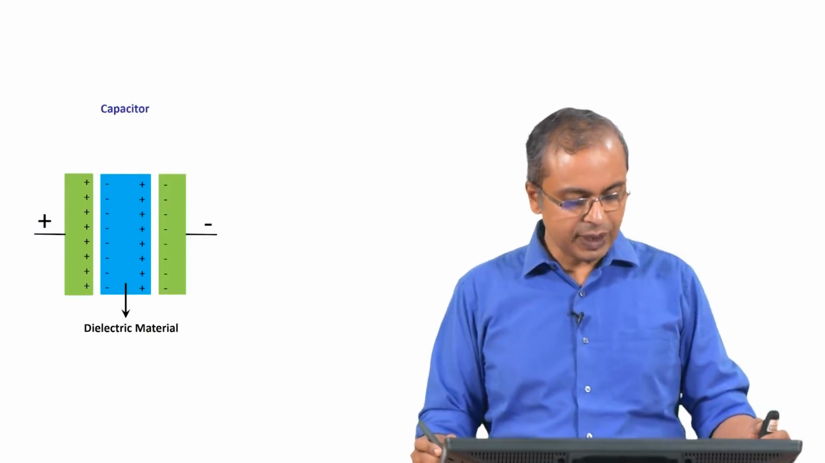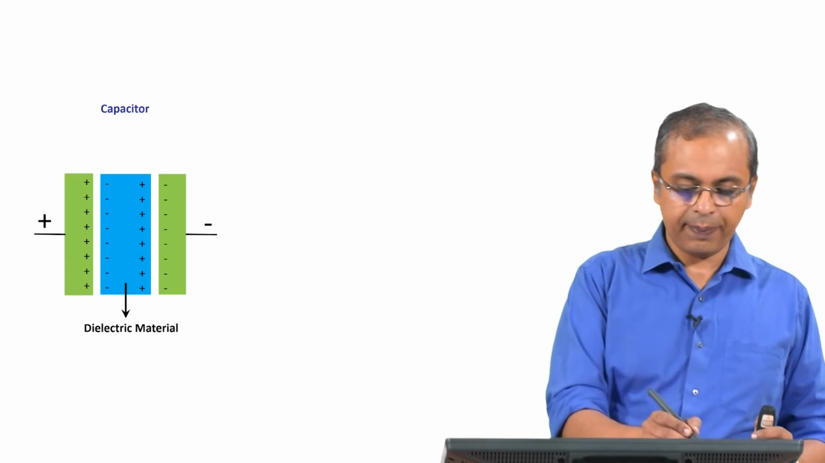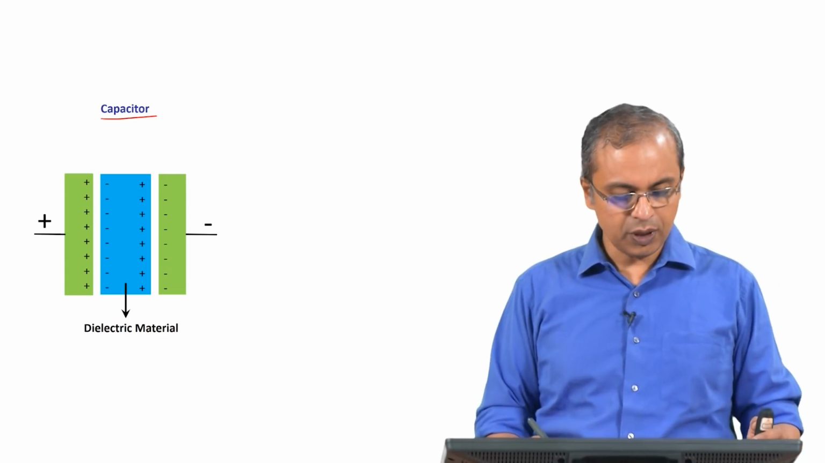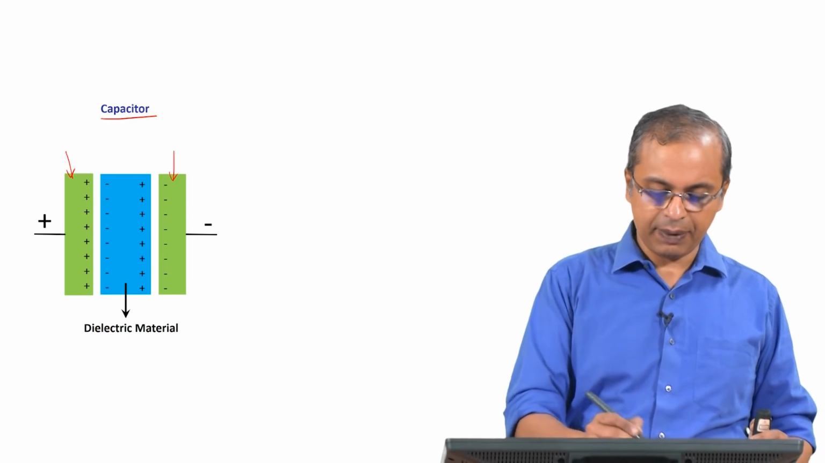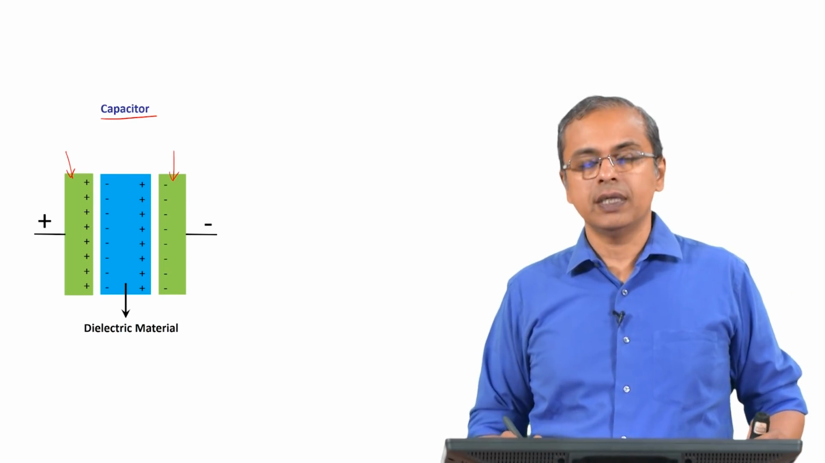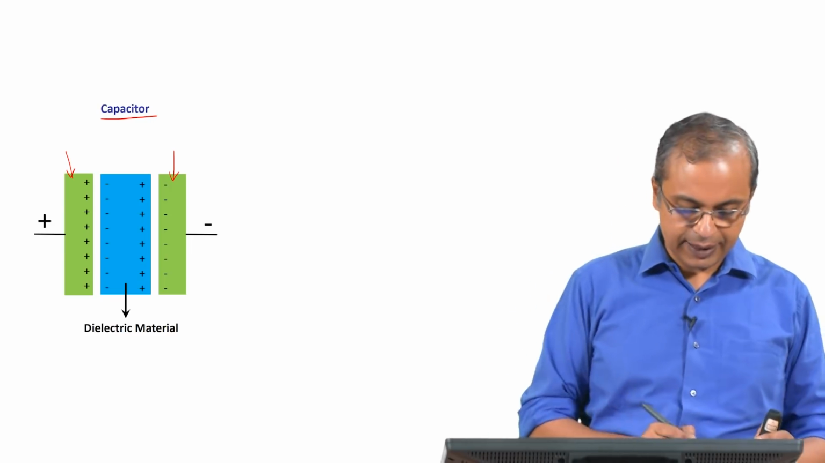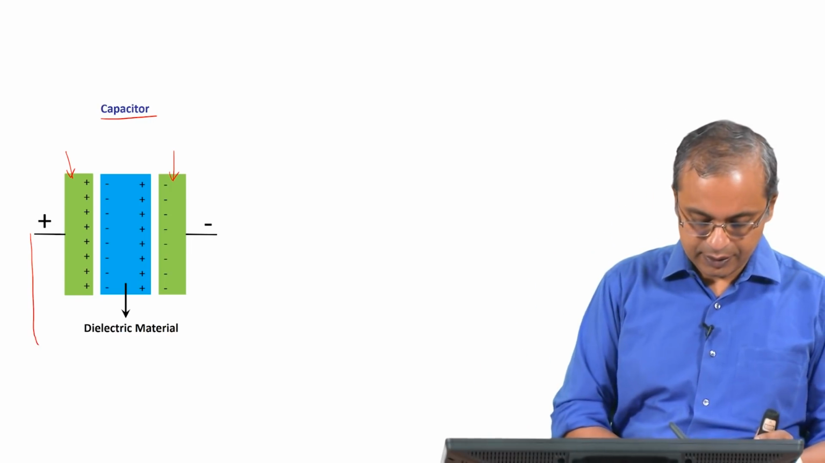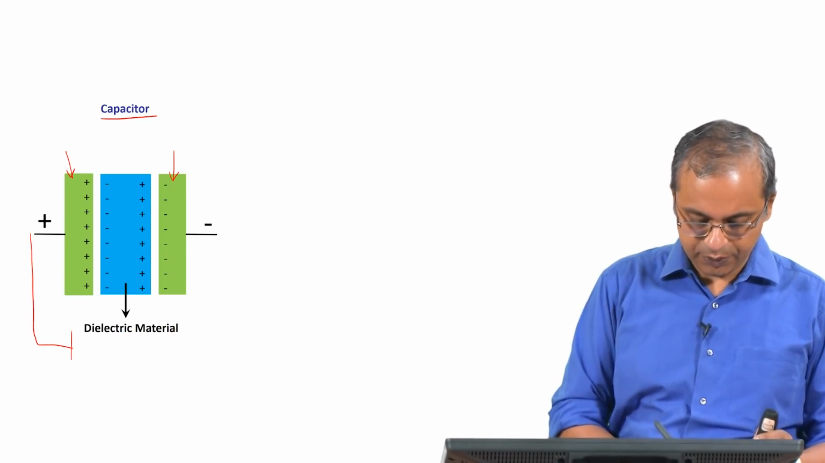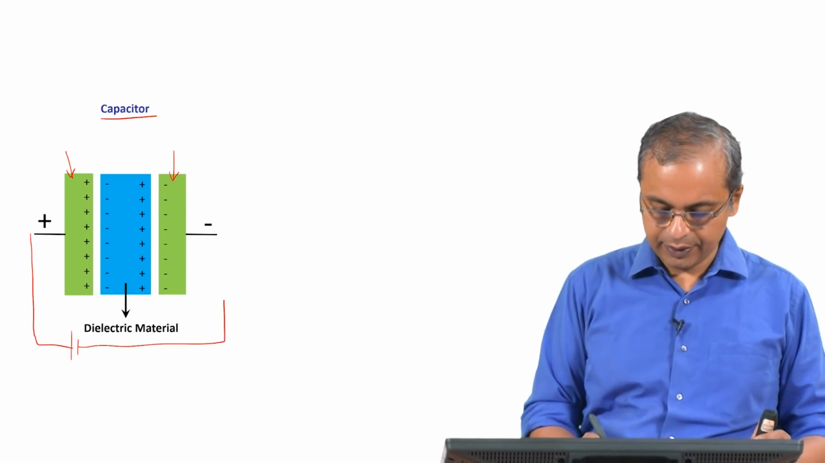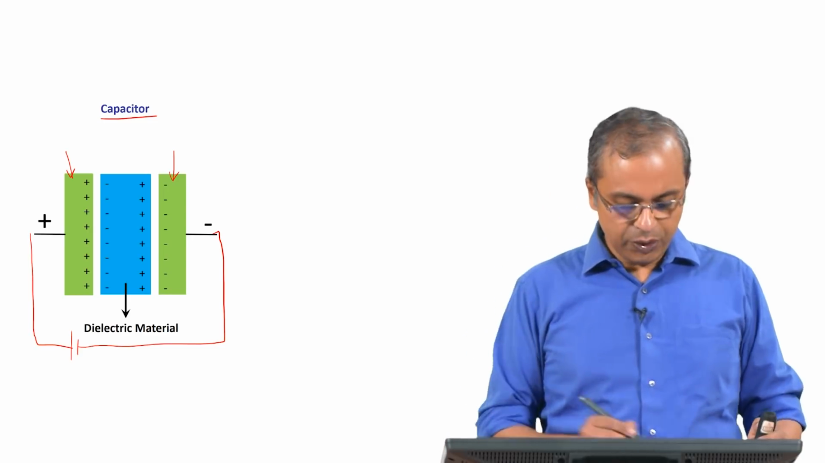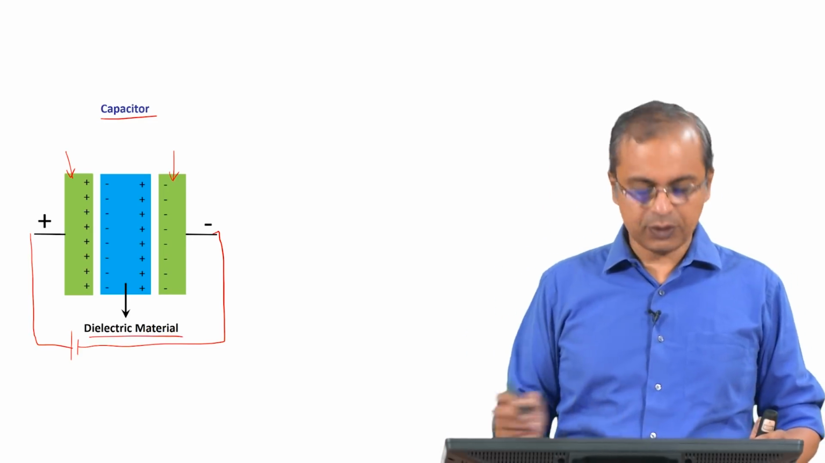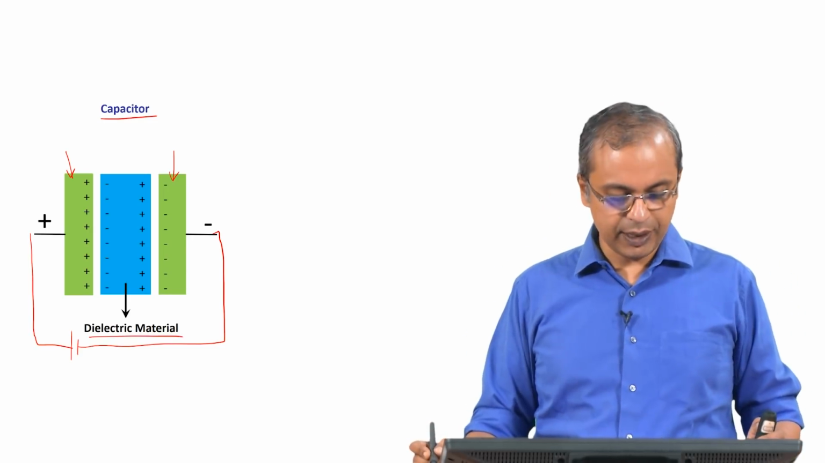So as I said, if you look at a capacitor, this is how a schematic of a capacitor would look. You would have two parallel plates, one plate here and one plate here, which would be your electrodes, to which you connect an external battery. So you connect this to a battery. This is the positive, and then negative comes here. Then in the middle you have a dielectric material, which is shown here.